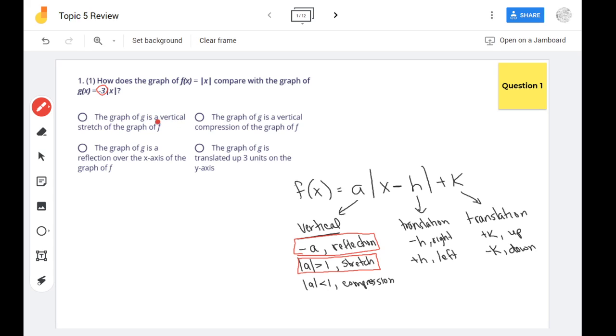So this first option mentions a vertical stretch, but it's not talking about the reflection. The graph of g is a reflection over the x-axis is also an option here, right? So both of these are great answers. So now here, having a vertical compression, that's not going to be true. And having a translation, nothing was added or subtracted, so that's not true either. So our comparison here, we have a vertical stretch and a reflection across the x-axis.